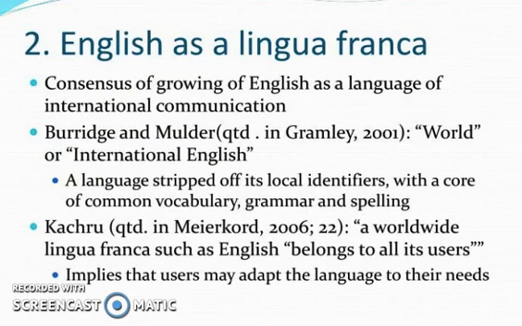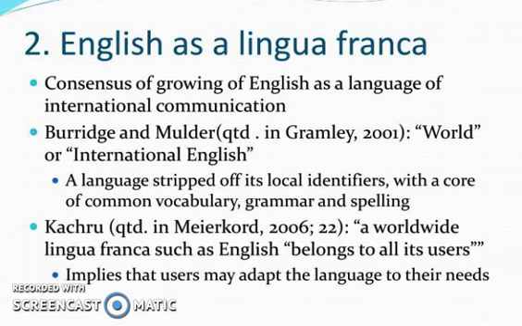So, English as a lingua franca. There is a consensus of the growth of English as a lingua franca, the language of international communication. You can see it in the books of Grimley, where they are called World or International English. Even from the name of the book, International English, you can see that it became an international language.